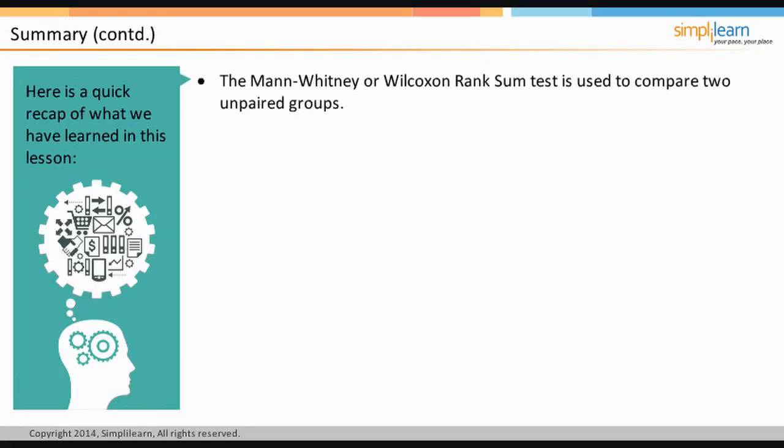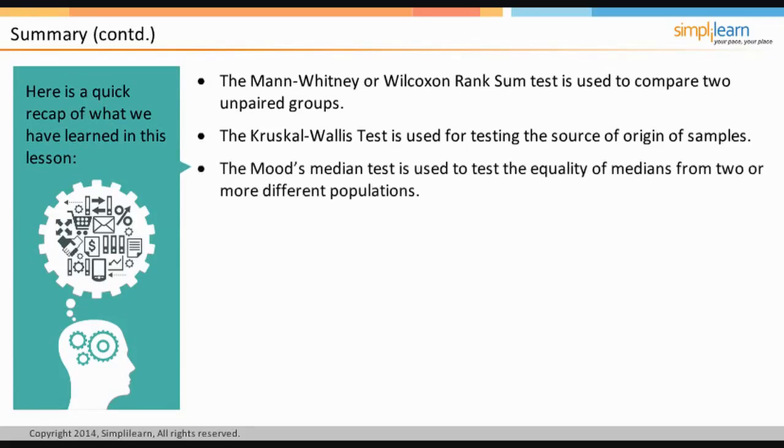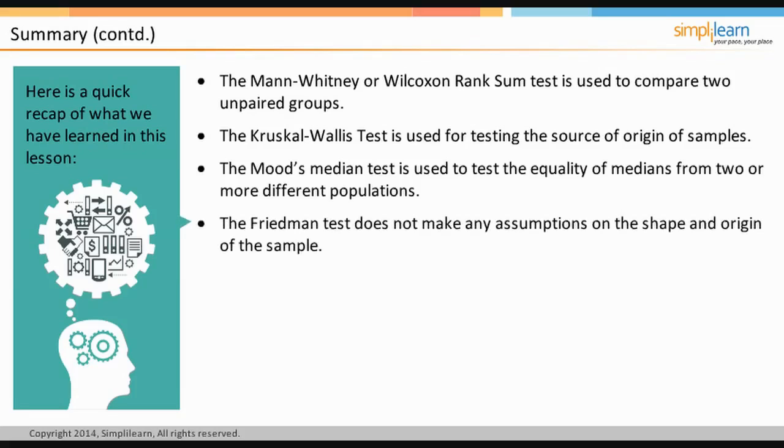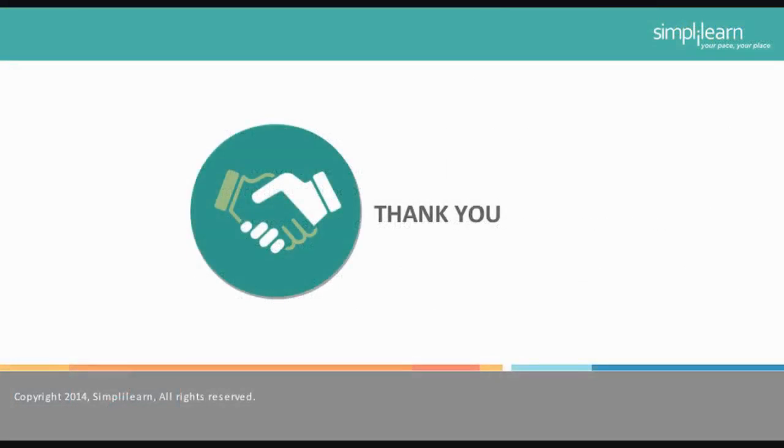The Mann-Whitney or Wilcoxon rank sum test is used to compare 2 unpaired groups. The Kruskal-Wallis test is used for testing the source of origin of samples. The Mood's median test is used to test the equality of medians from 2 or more different populations. The Friedman test does not make any assumptions on the shape and origin of the sample. The one-sample sign test is the simplest of all the non-parametric tests that can be used in the place of a one-sample t-test. With this, we have come to the end of this lesson. We will discuss the Improve phase in the next lesson.